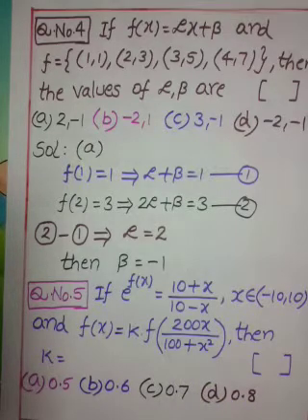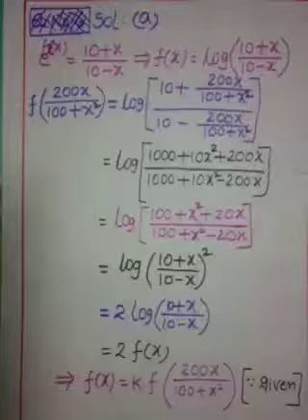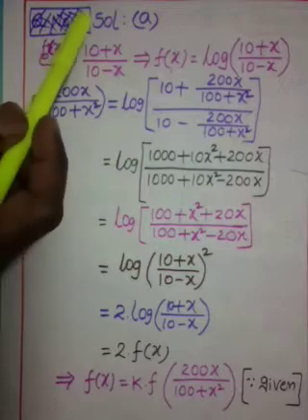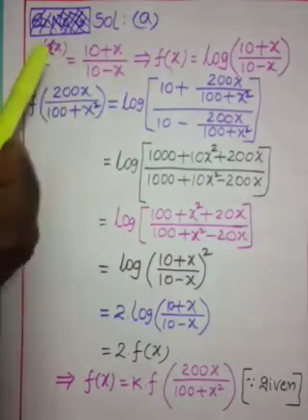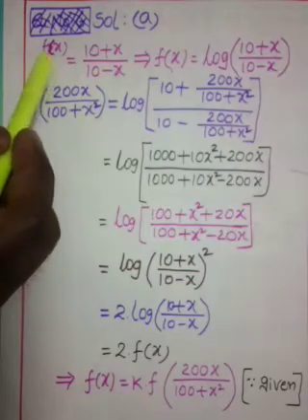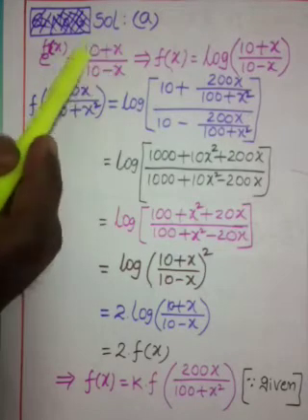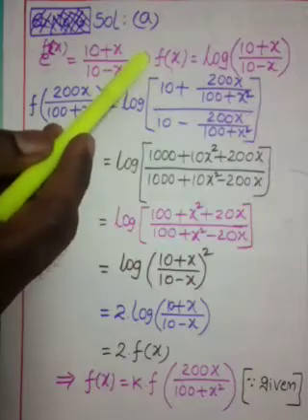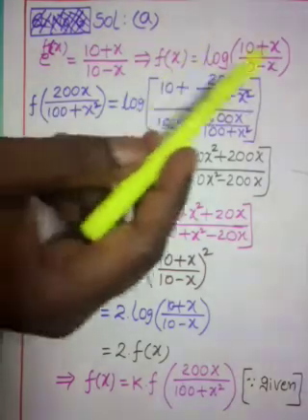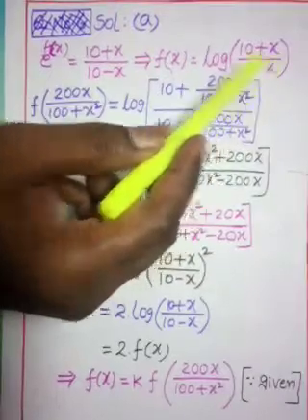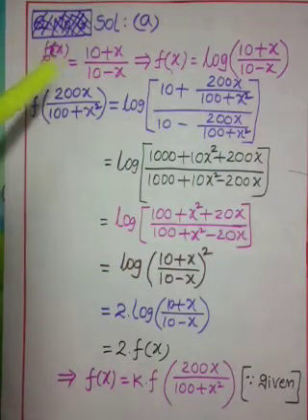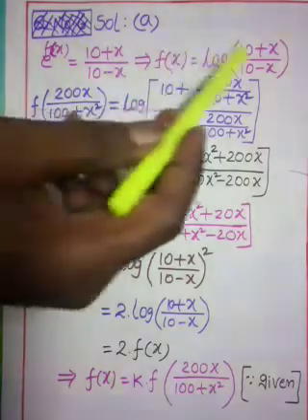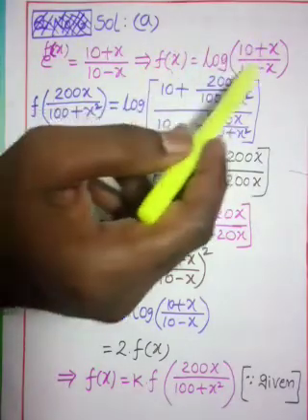Now let us see the solution as well as the explanation. Okay, my dear children? Right. Now come to the solution. The first option is correct. Let us see how. What is given? Here e power f of x is equal to (10 plus x) by (10 minus x). This implies f of x is equal to log of (10 plus x) by (10 minus x). This is an exponential function. We can convert the exponential function into a logarithmic function like this.